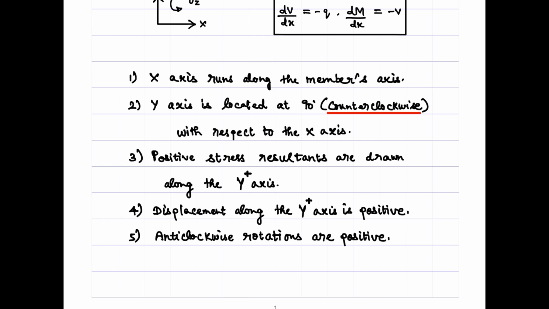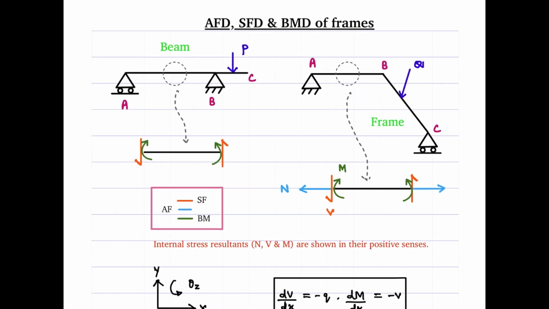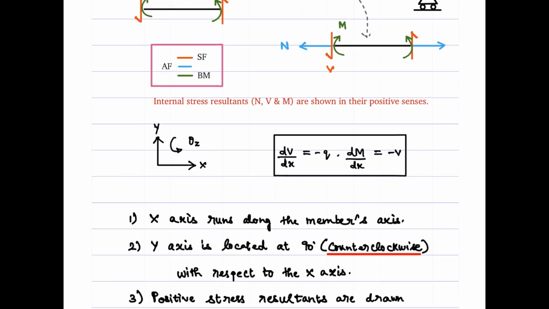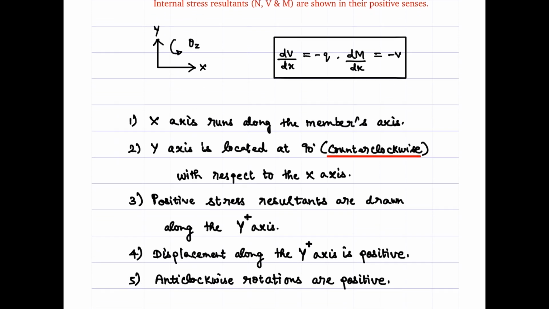Positive stress resultants are drawn along the positive y-axis. That means, for example, if I have this axial force for this member tensile, then it forms a positive axial force for us. So when we draw the axial force diagram for this member, if I mark this is my y-axis and x-axis, then I'll be drawing the axial force diagram on the positive y direction, right? We'll understand it better when we go through a few examples here.